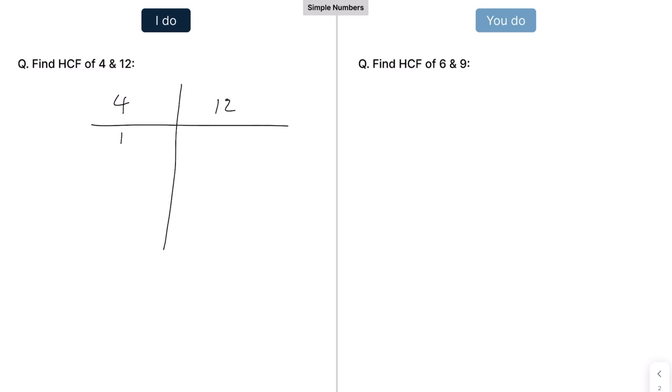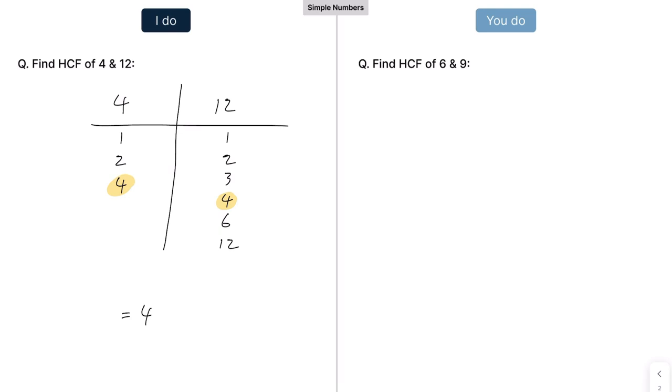4 would be 1, 2, 3 isn't a factor of 4 because if you divide it by 3, you'll end up with a remainder, and 4 itself. Now the factors of 12 would be 1, 2, 3, 4, 6, and 12 finally. So these are all the numbers 12 is divisible by without leaving a remainder. So now if you look at the highest common factor in both of them, it is going to be 4. So our answer here is 4.